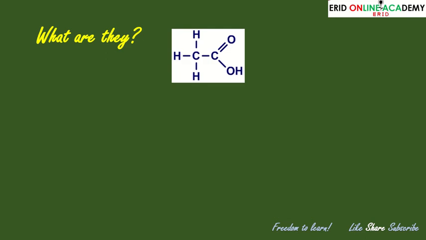Another example, this is another compound. This is ethanoic acid. So again, what are the types of atoms present in this particular substance?